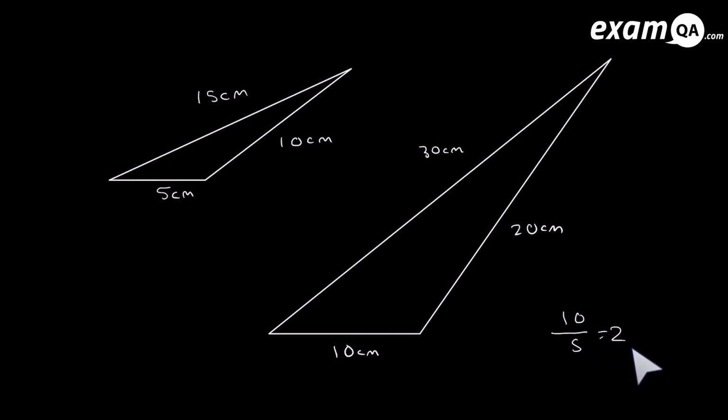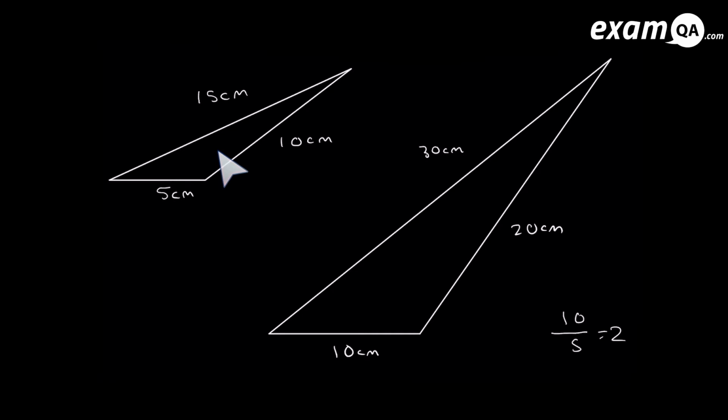And you could have got that scale factor of 2 with any of the other sides. Looking at the right hand side of both of them, we can do 20 divided by 10, and that still gives us a scale factor of 2. And with the left hand sides, we'd also get 2, 30 divided by 15. So with similar shapes, you can get the scale factor by doing the larger shape divided by the smaller shape. And that's with the lengths.